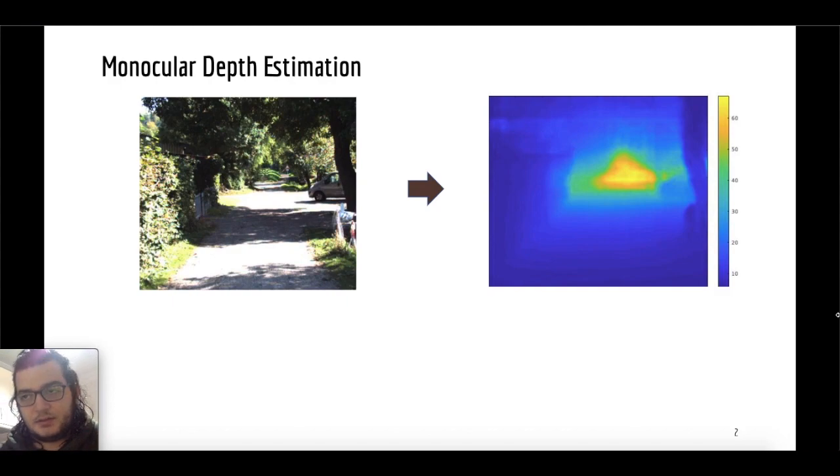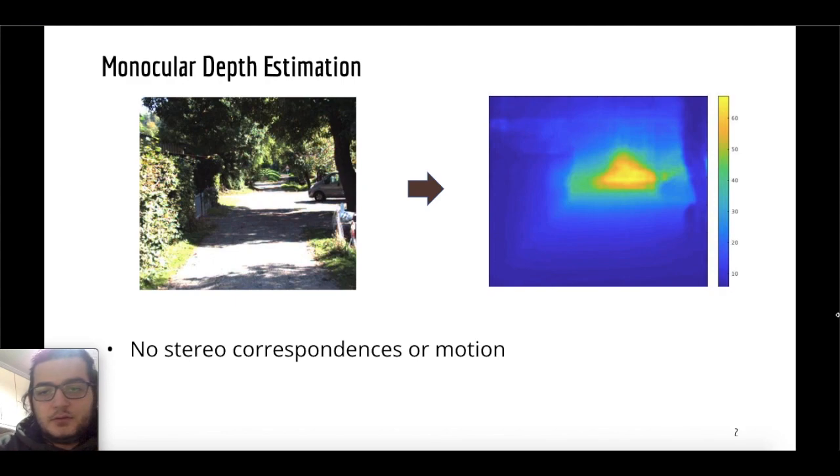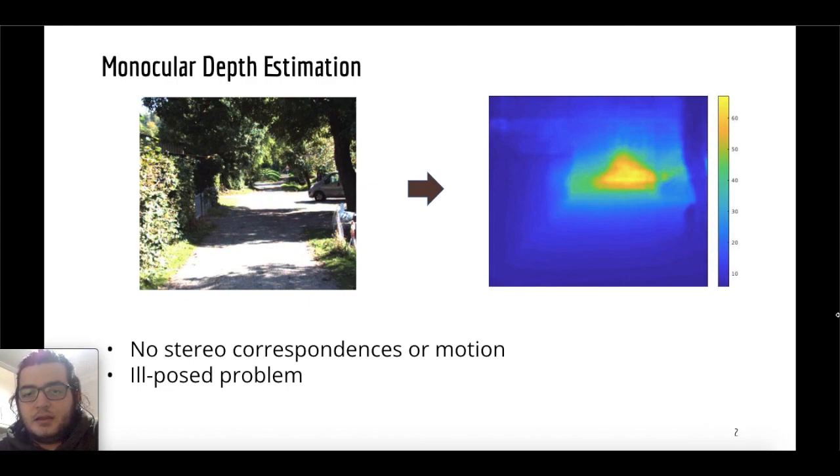Monocular or single image depth estimation is a very fundamental problem in 3D computer vision, and it has many applications in robotics or autonomous cars. This problem is hard since we have no stereo correspondences or any motion information, so doing single image depth estimation is not cheap, and it's very difficult since it's fundamentally an ill-posed problem.